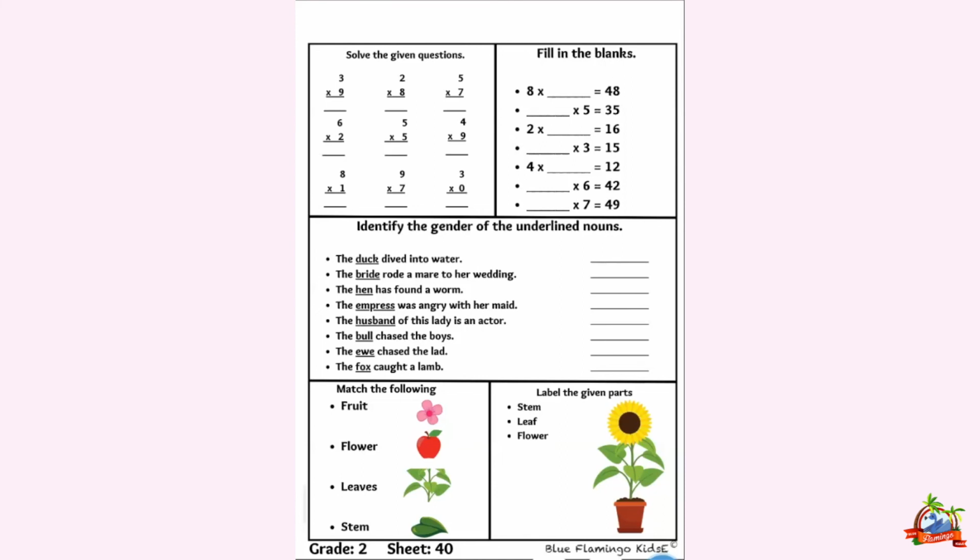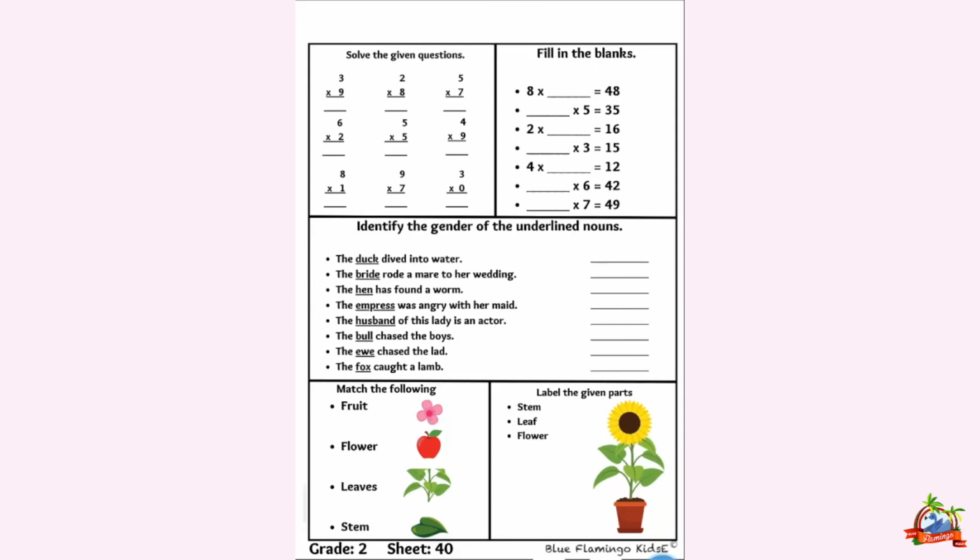A hen has found a worm. Hen found a worm, so what is hen? It is female. So we will write feminine. FEMININE, feminine. Okay, so in this way you will identify the gender of underlined nouns.